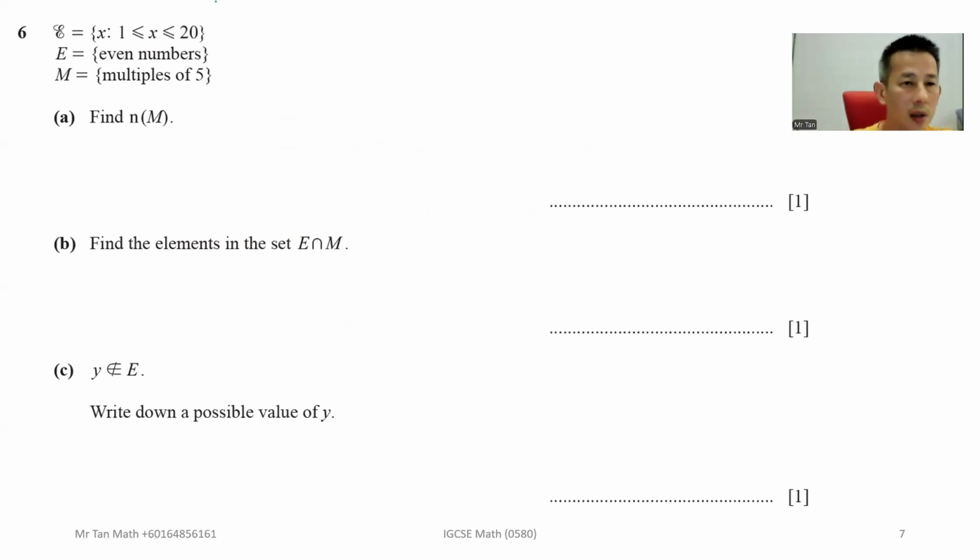6. Universal set is 1 to 20. E is even number. M is multiple of 5. Okay. So even number. Find the n of M. N is a number of element.